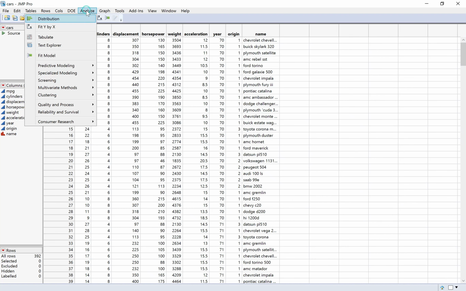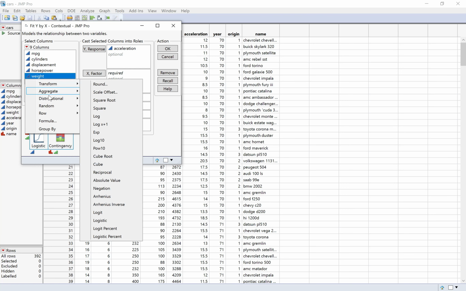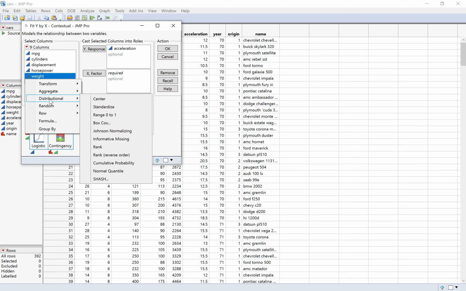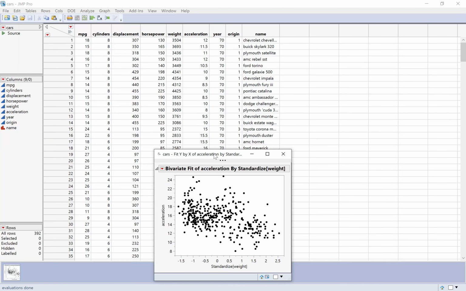So I'm going to do analyze fit y by x, and I'm going to try to predict acceleration. And for now, I'm just going to do weight. So I'm going to right-click weight. And instead of clicking transform, I'm going to go down here where it says distributional, and I'm going to do standardize. And now I have the option to use the standardized weight as my explanatory variable instead of the regular weight variable. So I'm going to click OK.